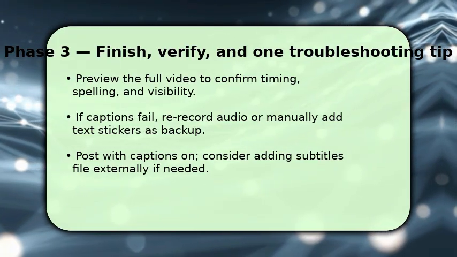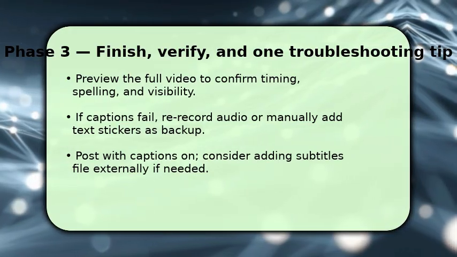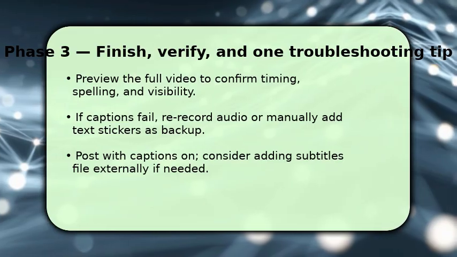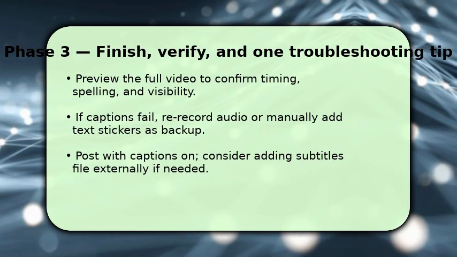If captions don't appear or are garbled, re-record a short clip with clearer speech, toggle captions off and on, or manually add text stickers for critical lines. This is a reliable fallback.